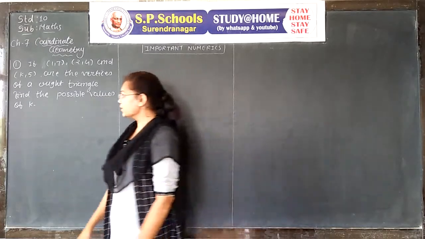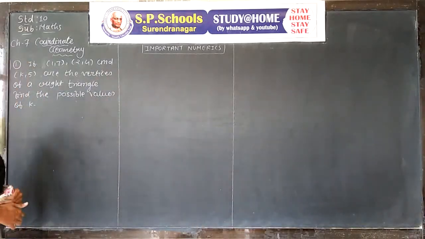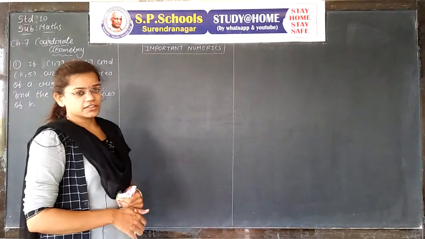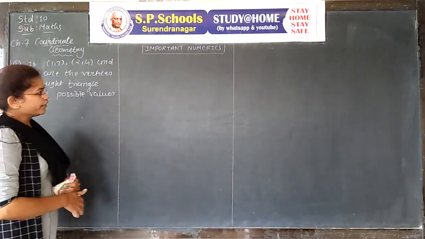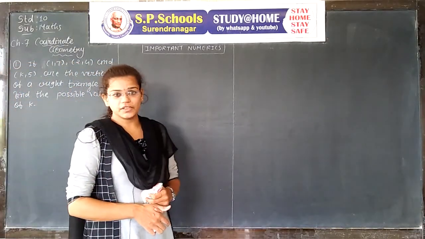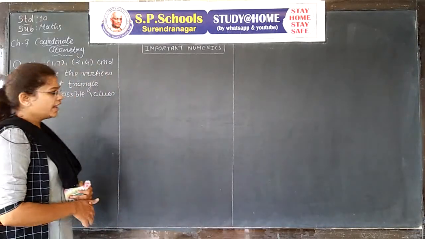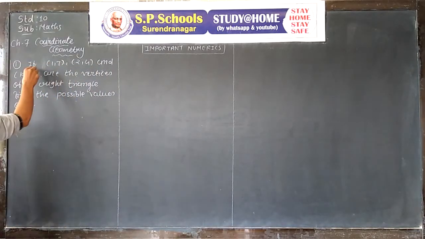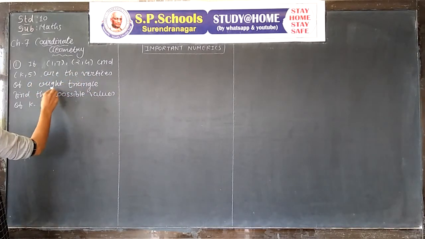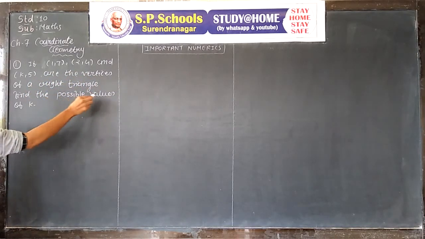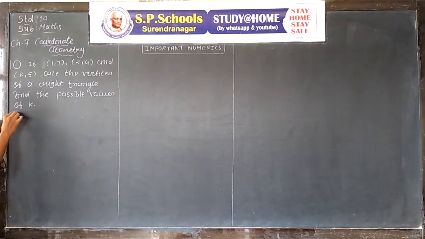Let us see some important numericals about chapter number 7. As we know, the area of a triangle is not in our syllabus. That's why we should take examples related to the distance formula and the section formula. If (1, 7), (2, 4) and (K, 5) are the vertices of a right triangle, find the possible values of K.